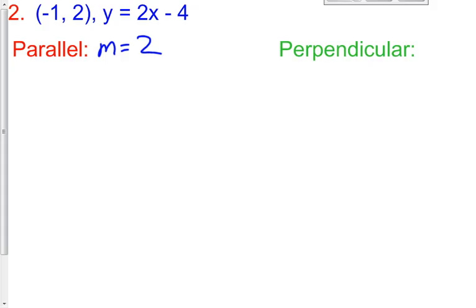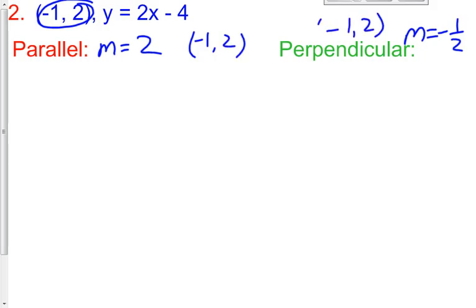For my perpendicular line, the negative reciprocal is a negative 1/2. So I'm starting to strategize here just to help me out. I know that my point for both of them is going to be negative 1, positive 2. So I have all the information that I need now right in front of me. And I'm going to say, my point slope form, y minus the y coordinate equals m times the quantity x minus the x coordinate, x minus a minus 1 is x plus 1.